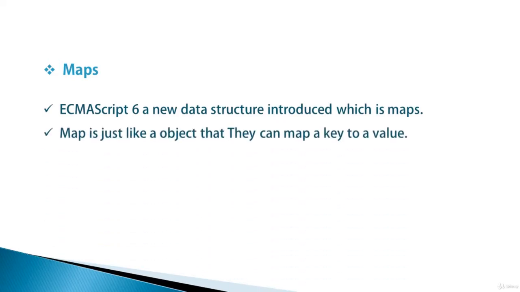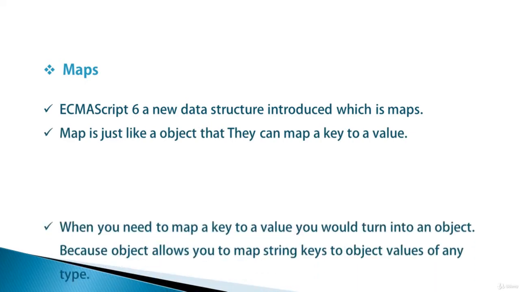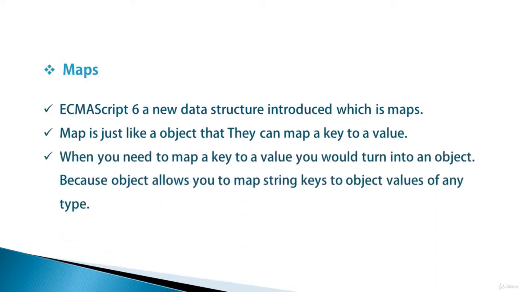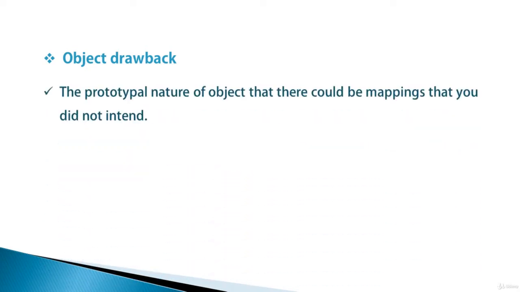Map is just like an object in that it can map a key to a value. When you need to map a key to a value, you would turn to an object, because an object allows you to map string keys to values of any type. So then why does JavaScript need to introduce a new data structure? If you want to map a key to a value, then the object has some drawbacks. The prototypal nature of objects means there could be mappings that you didn't intend.